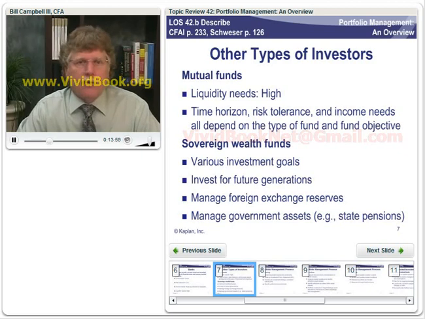Sovereign wealth funds. These are funds managed by individual governments. And depending on the nature of the fund, their investment goals may differ. They may have a fund that they're managing for pensions for government employees, or they may have a fund that they're managing that they want to grow so that they can fund infrastructure projects. So different investment goals lead to different characteristics for these funds.